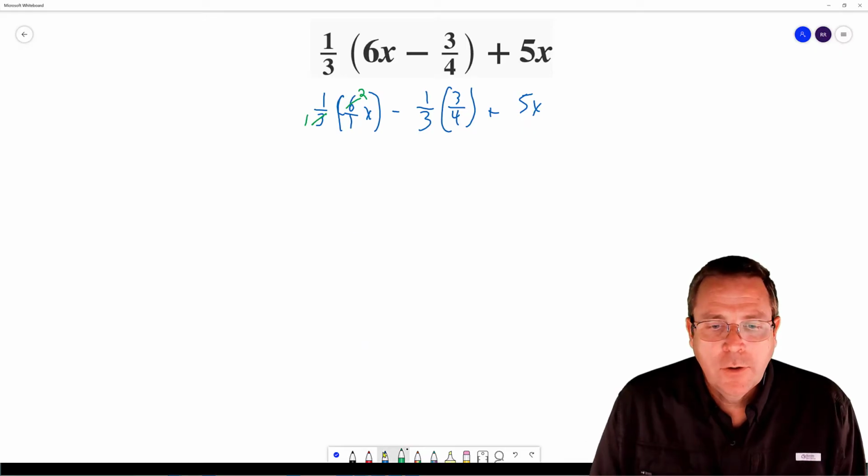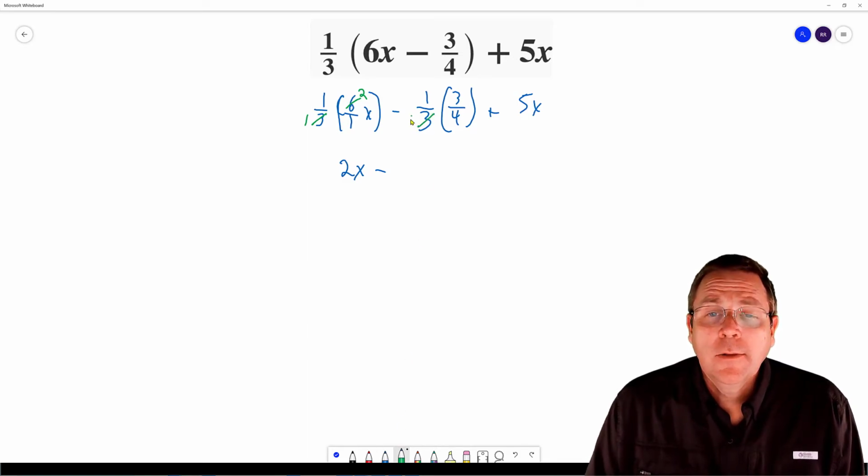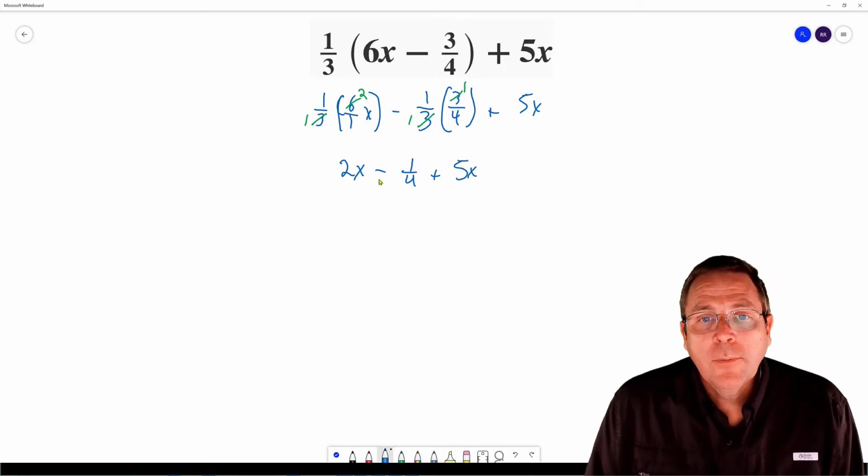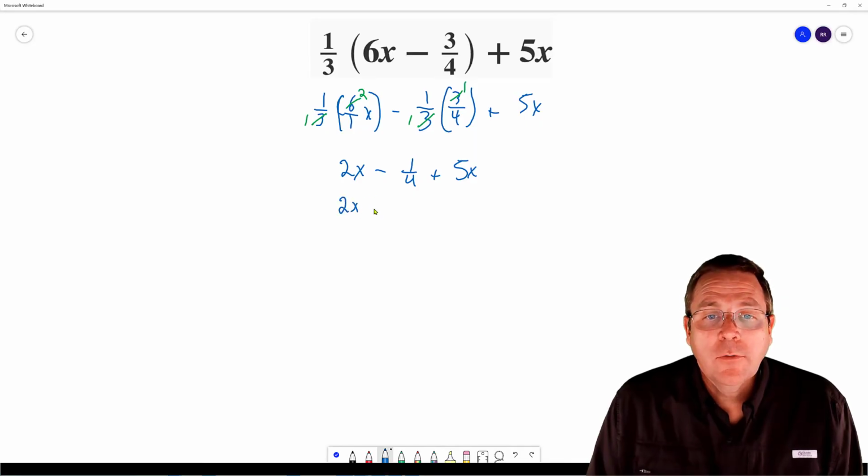That'll make that into 2/1x, also known as 2x, minus, simplify again, 3 goes into 3 once, 3 goes into 3 once, and that will make that into 1/4 plus the 5x. Now we're going to use our commutative property. To do that, we do need to change this into plus and negative, following the pattern the textbook has given us. So that's going to be 2x plus a -1/4 plus 5x.